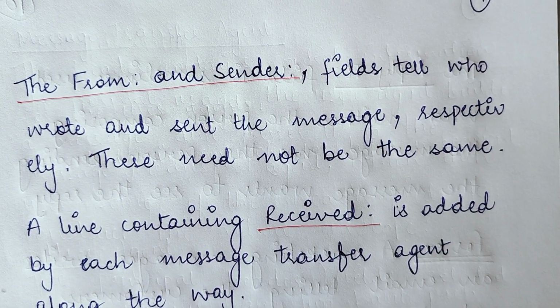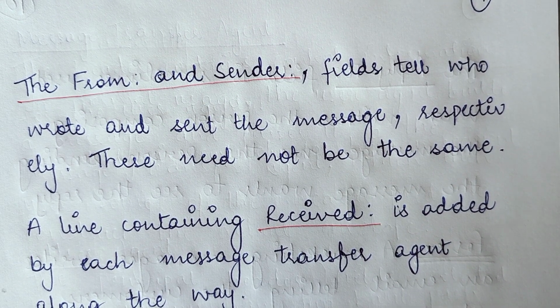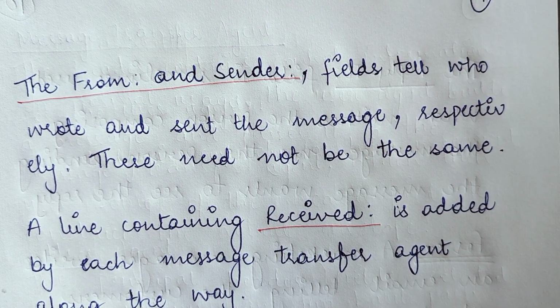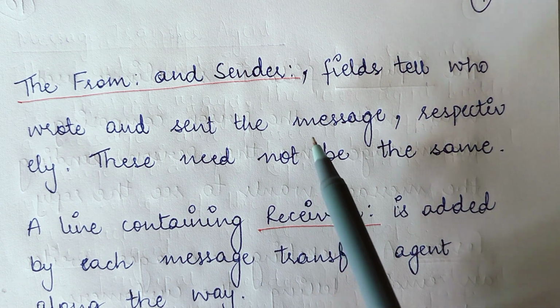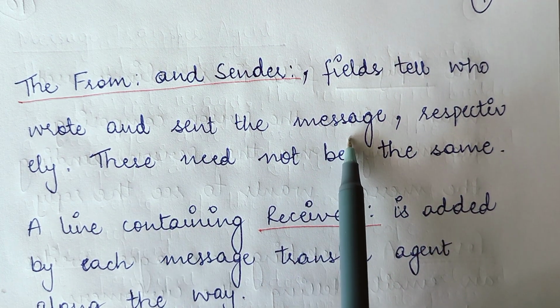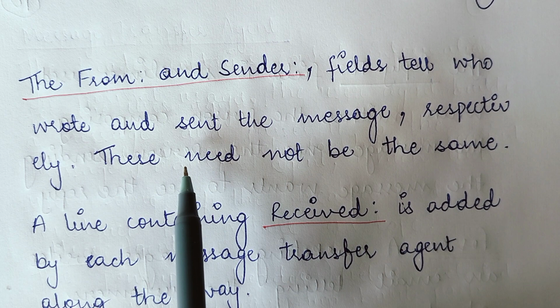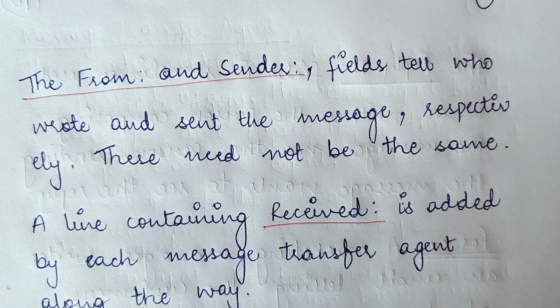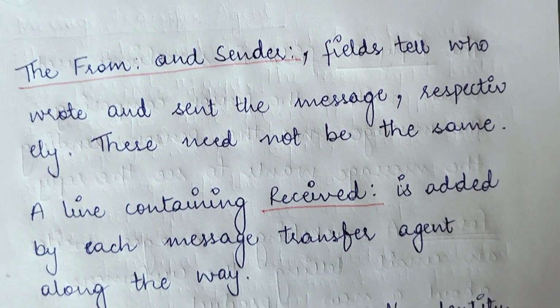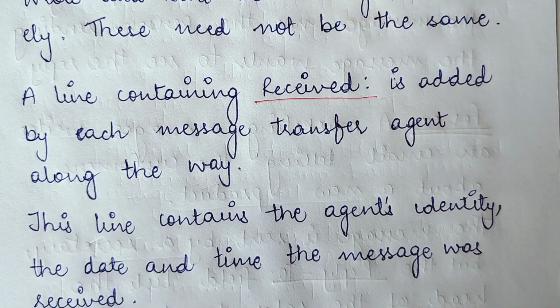Next is the From and the Sender. The From and the Sender fields are also very common to all of us. From basically tells from whom the message has come, and Sender tells who sent it. So these fields tell who wrote and who sent the message respectively. These need not be the same. The From field can have a different email address and the Sender can have a different email address, just like a secretary managing her manager's account. So in the From field, the manager's email ID can come, and in the Sender field, the secretary's email ID can come.